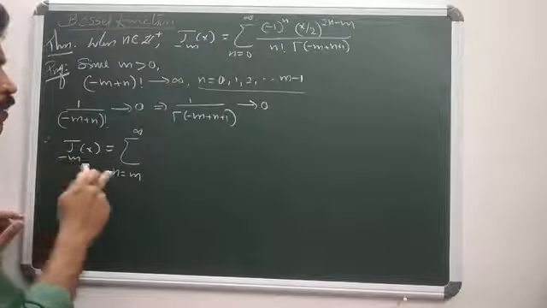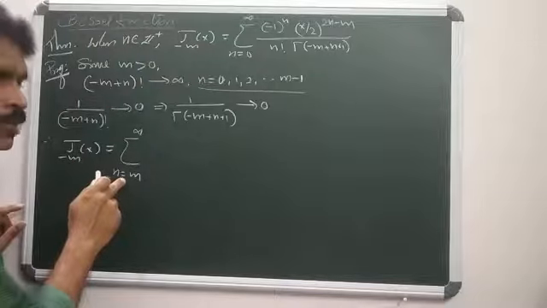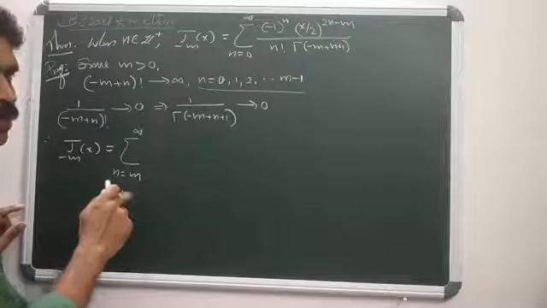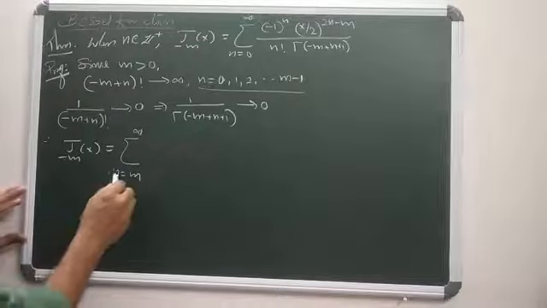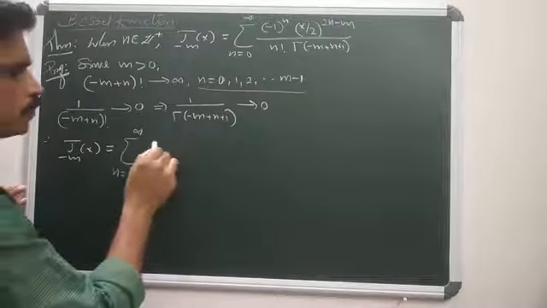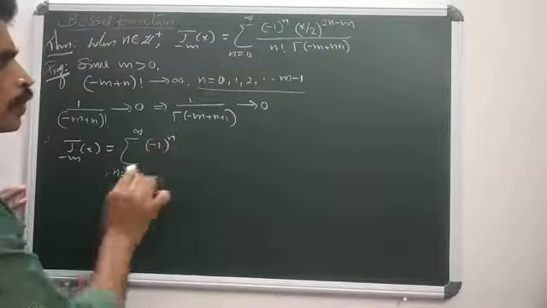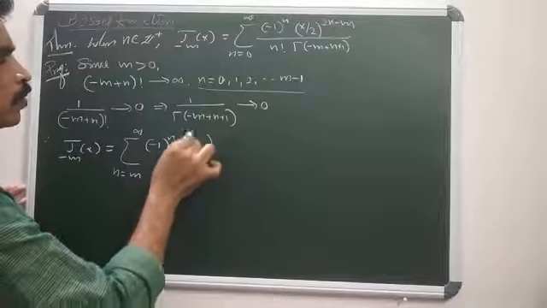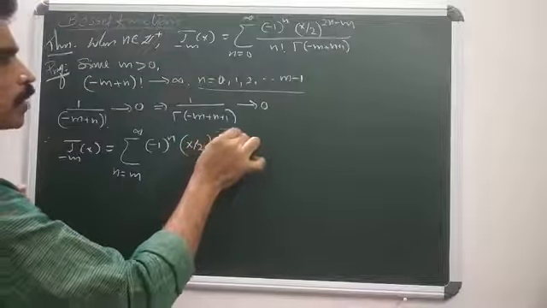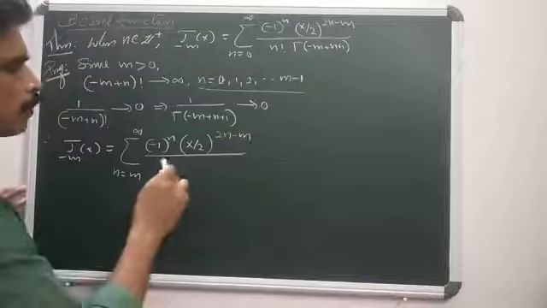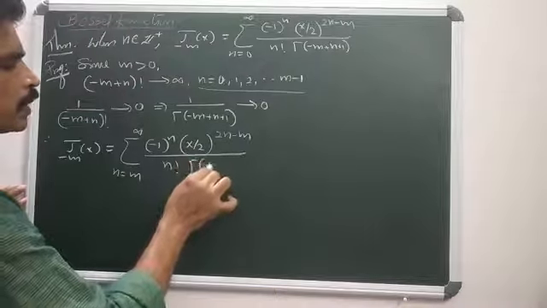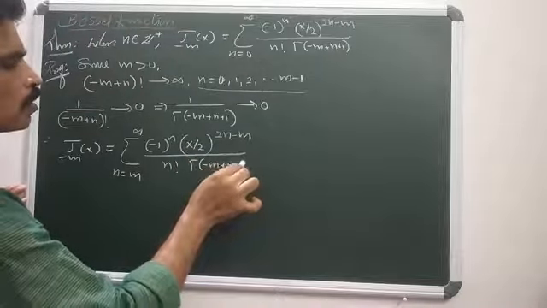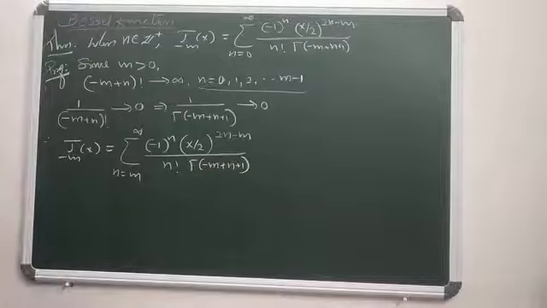So that term should be vanishing. So J minus m of x exists only when n ranges from where to where? M to infinity, after m minus 1. So n ranges from m to infinity, (-1)^n (x/2)^(2n-m) divided by n factorial times gamma of (-m+n+1), or (-m+n) factorial. Agreed?